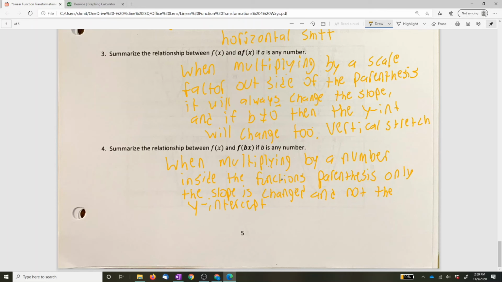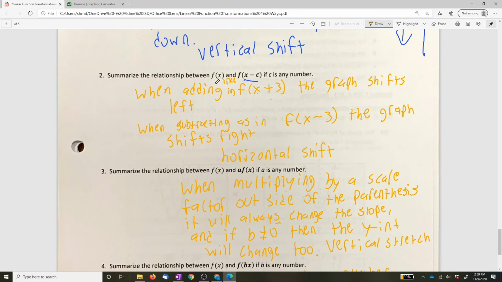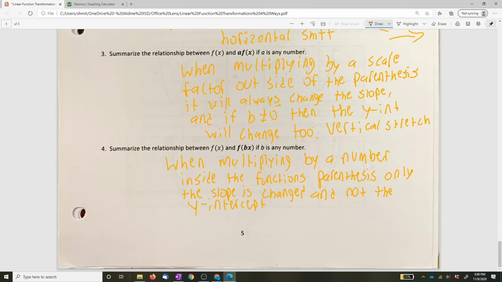If you add and subtract, like in number 2 here, then yeah, because you're going to be shifting the entire graph to the left or to the right, that's going to change the y-intercept or the x-intercept. But if you just multiply in here, then that won't change the y-intercept. Oh, but it will change the x-intercept. But that's not as important.